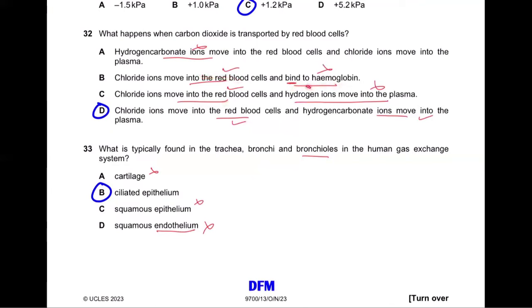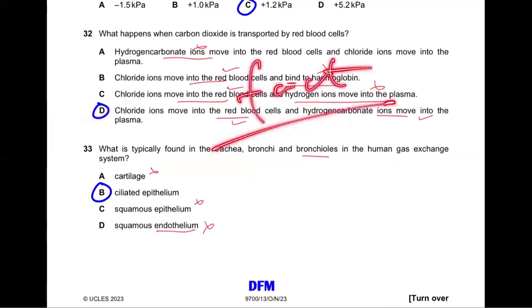Okay, so binding to hemoglobin is not correct. Do chloride ions move into the red blood cells? Yes, they do. Do hydrogen ions move into the plasma? Hydrogen ions do not move into the plasma. HCO3 ions actually move into the plasma. The H plus ion is left behind, which binds to the hemoglobin. Chloride ions move into the red blood cell. Yes, hydrogencarbonate ions move into the plasma. Yes, that's correct. So D is the correct option.